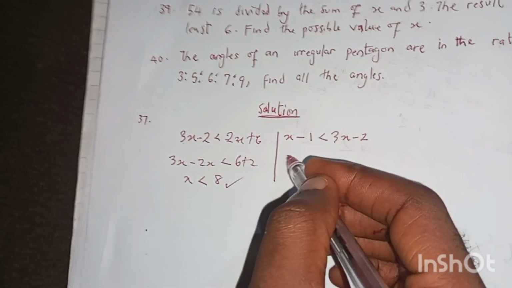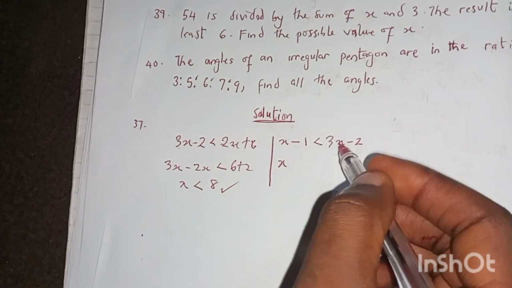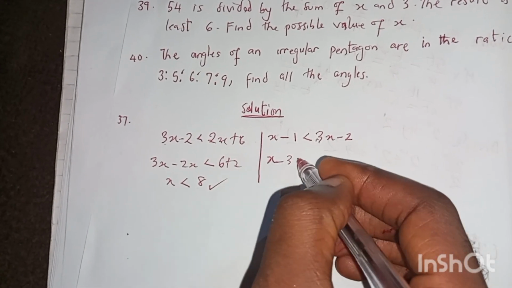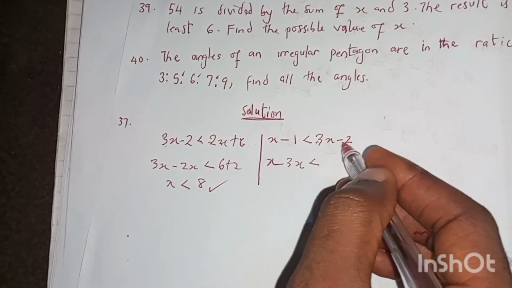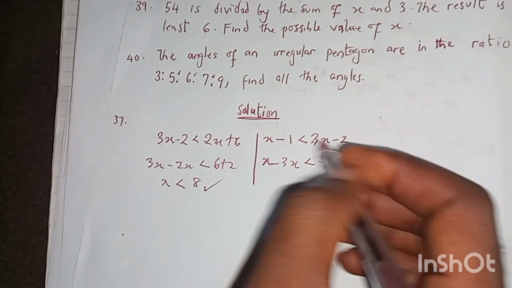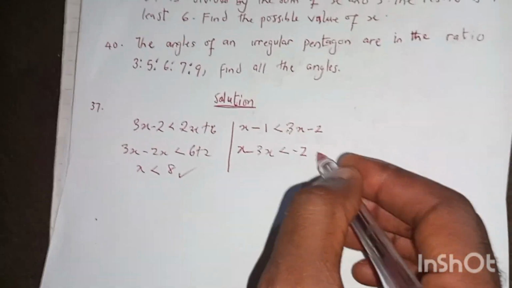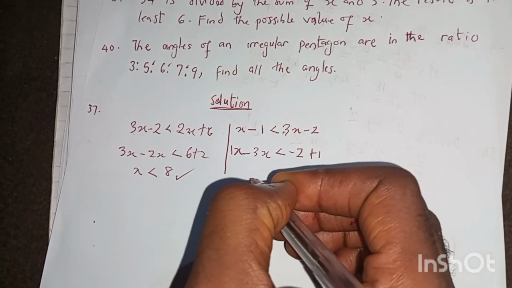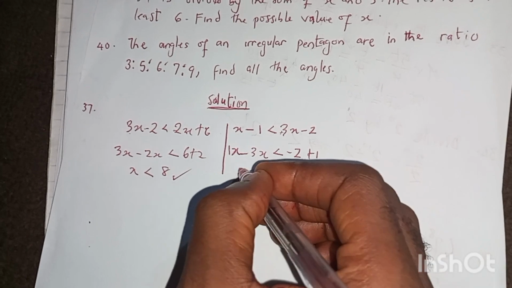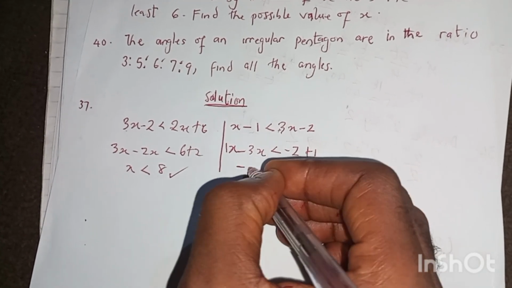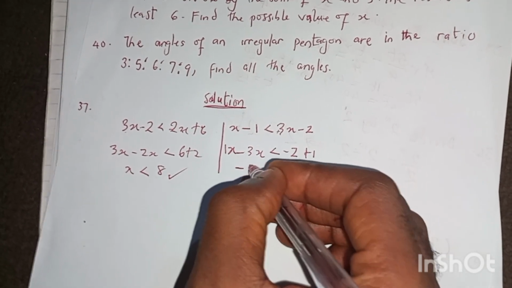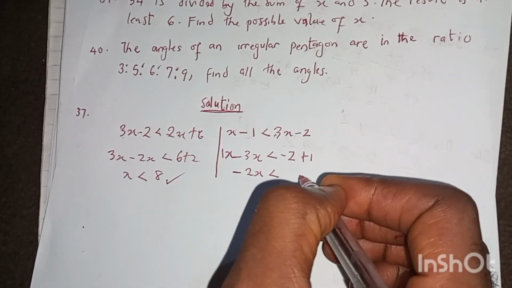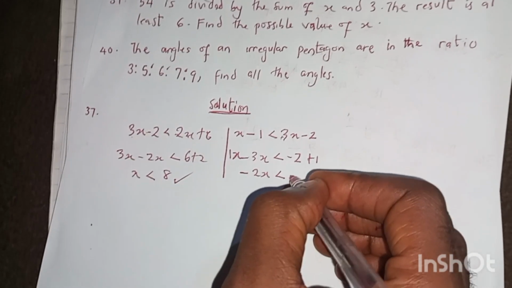Then this one too, I collect like terms, x is already here, bring plus 3x that is here over to this side, becomes minus 3x, less than, minus 2 is here before, minus 2. And then this minus 1 goes over, it becomes what? Plus 1. So we have 1x minus 3x. That's going to be minus 2x, and then less than, minus 2 plus 1. That's going to give negative 1.